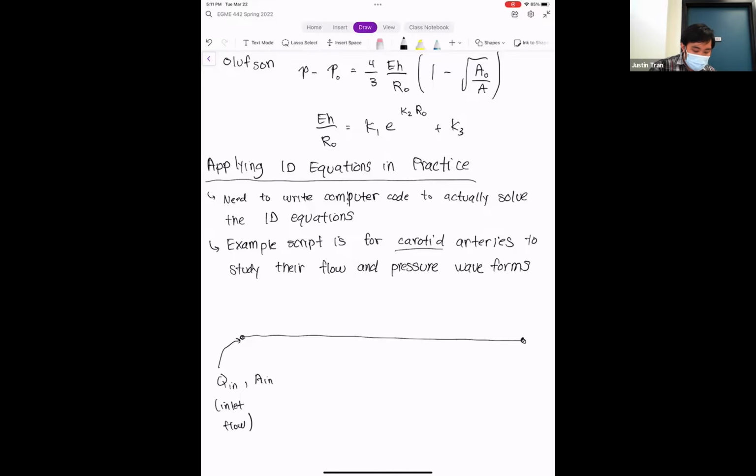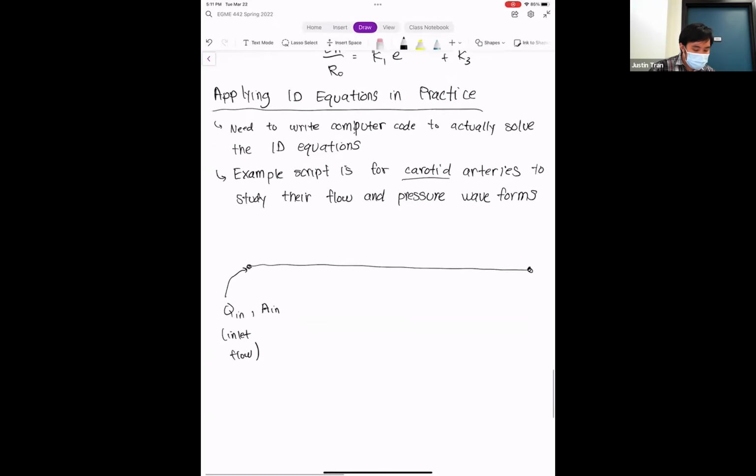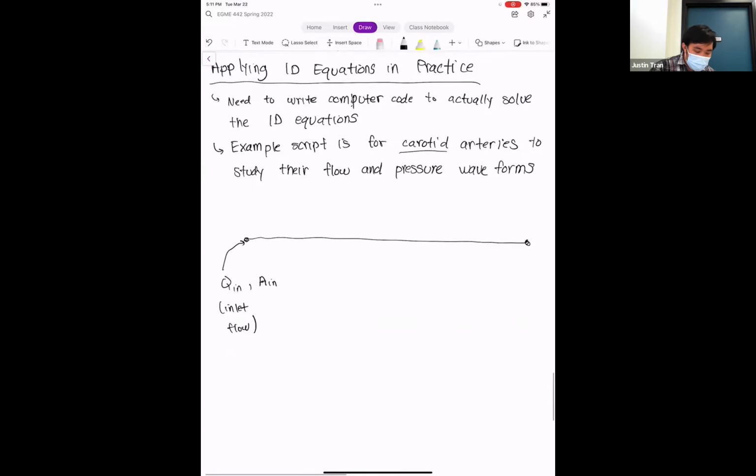And we also have to supply the area at the inlet. Okay. And actually, let me plot for you what the Q in looks like. And so the Q in looks something like this. Okay, so it's going to be a time varying waveform, and so it's not going to be constant.